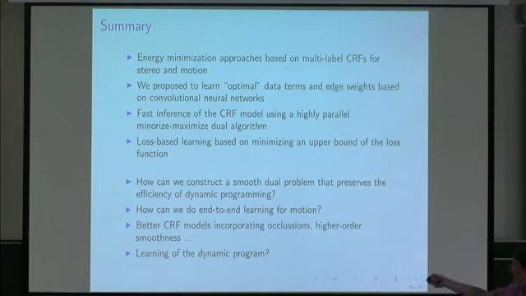How can we do end-to-end learning for motion? Not clear so far. And we are currently also working on better models incorporating occlusions or higher order smoothness. I think if you would have an efficient CRF model with higher order smoothness, piecewise linear, whatever, then you will almost get perfect results. So I think that's really very, very good.